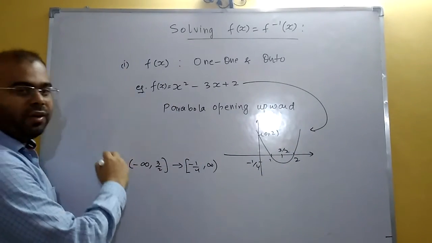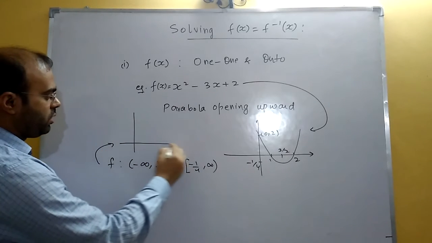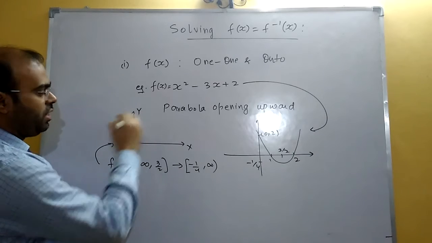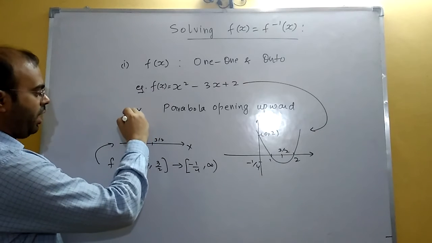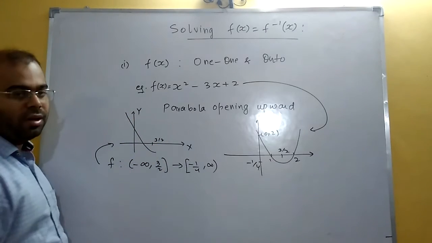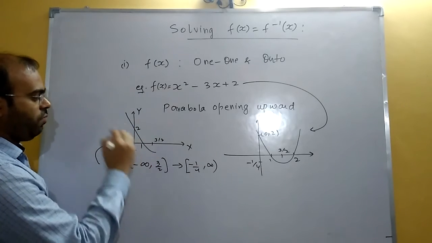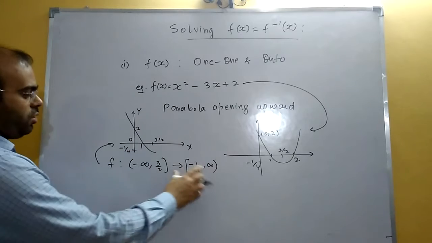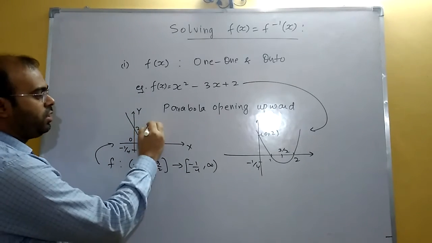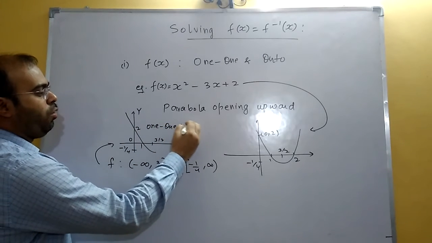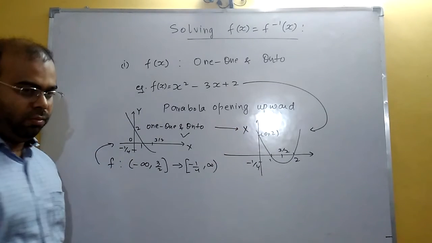If we change the function's domain and codomain, then the new graph would be like this. This is x, this is y, and the part of the graph which is before 3 by 2 will include only that part. Basically, this will be the graph. This is minus 1 by 4. This is the origin, this is 2, this is 1. The codomain is minus 1 by 4 to infinity, the domain is minus infinity to 3 by 2. This is 1-1 and onto. But the full parabola is not 1-1 and onto.